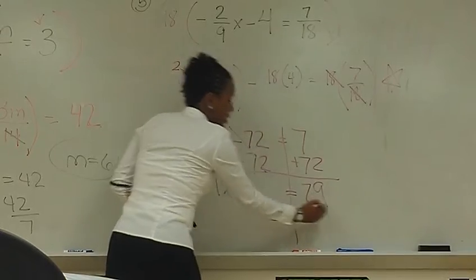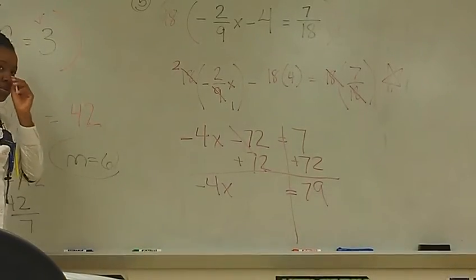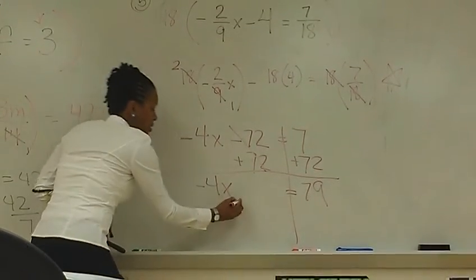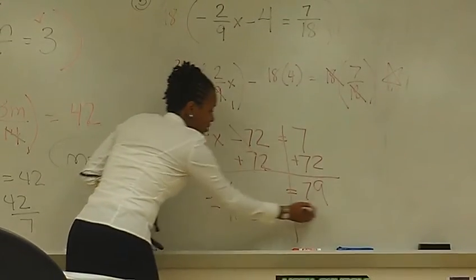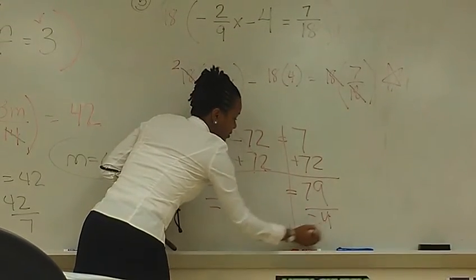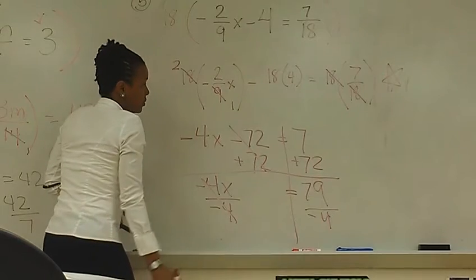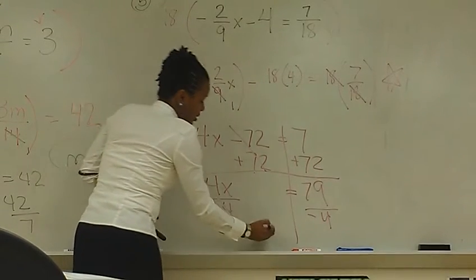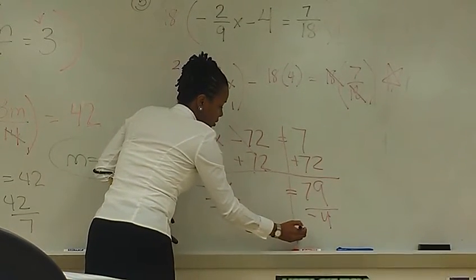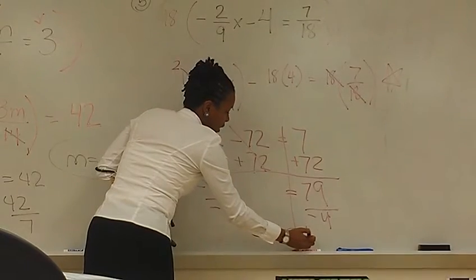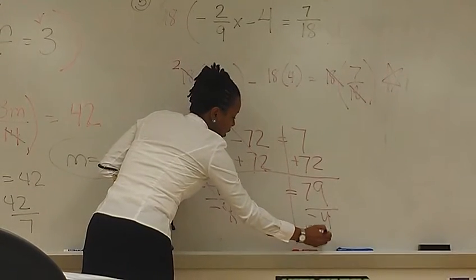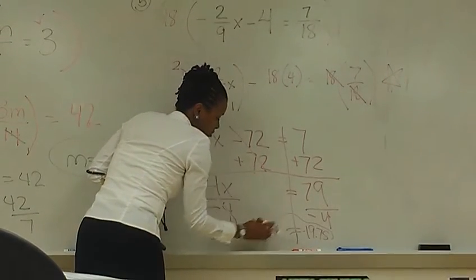And what's my last step? Divide. There you go. By. Good. Negative 4. These cancel. You get x equals 19.75. Oh boy, negative 19.75. That wasn't very nice.